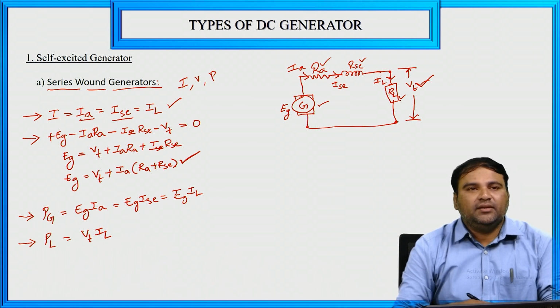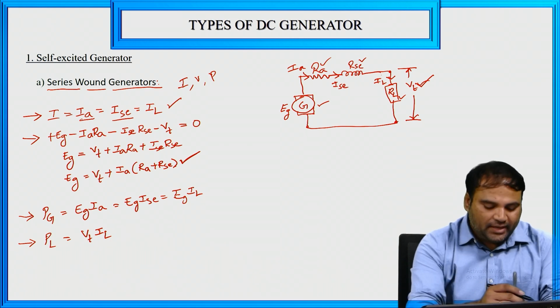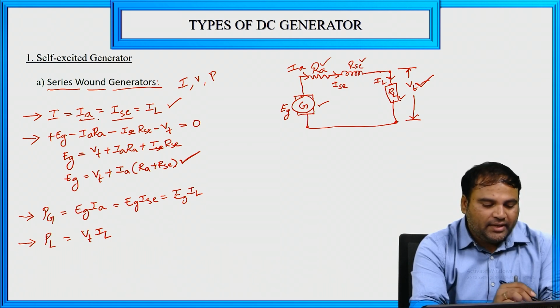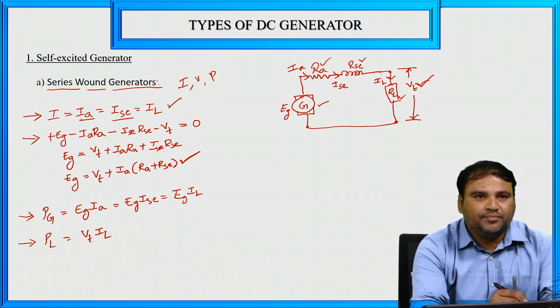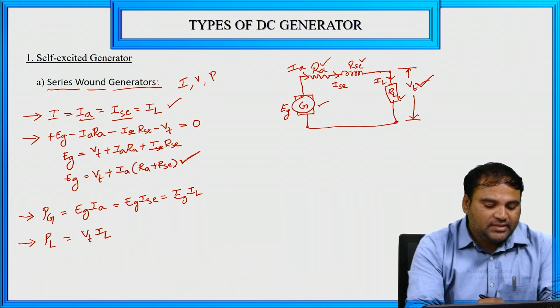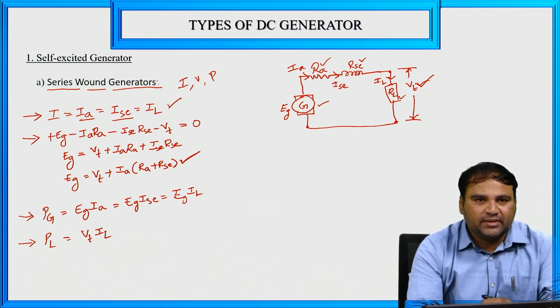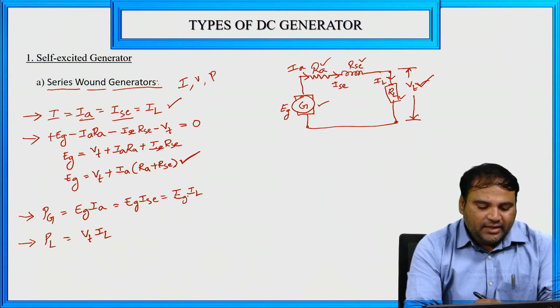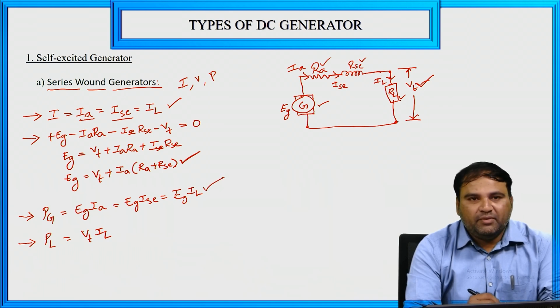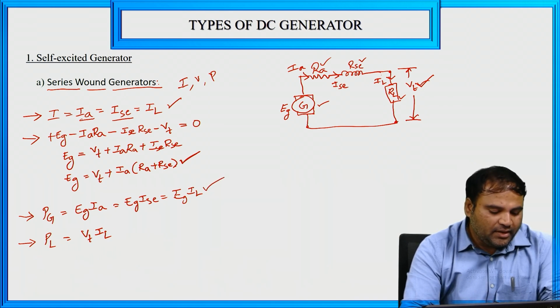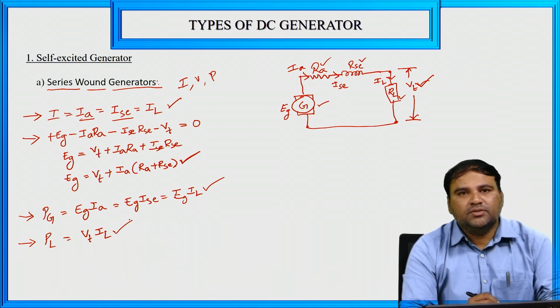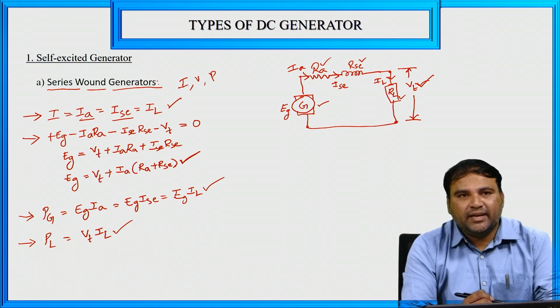Here are the power relations of the given series wound DC generator. Okay. So for the series wound DC generator, the current relation is I equal to IA equal to ISC equal to IL, and the voltage relation is EG equal to VT plus IA into RA plus RSC, and the power relation is PG equal to EG into IA, that is equal to EG into ISC, that is equal to EG into IL. Power from the load is PL equal to VT into IL. Okay. So this is about the series wound generator, right?